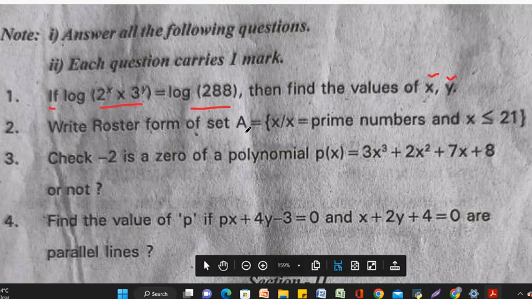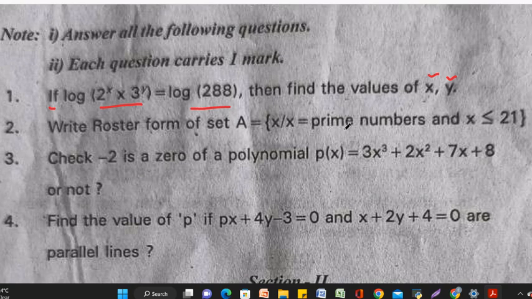Write the roster form of set A = {x such that x is a prime number and x is less than or equal to 21}. So we know the prime numbers which are less than 21, that is 2, 3, 5, 7, 11, 13, 17, 19. We will not write 21 because 21 is not a prime number.